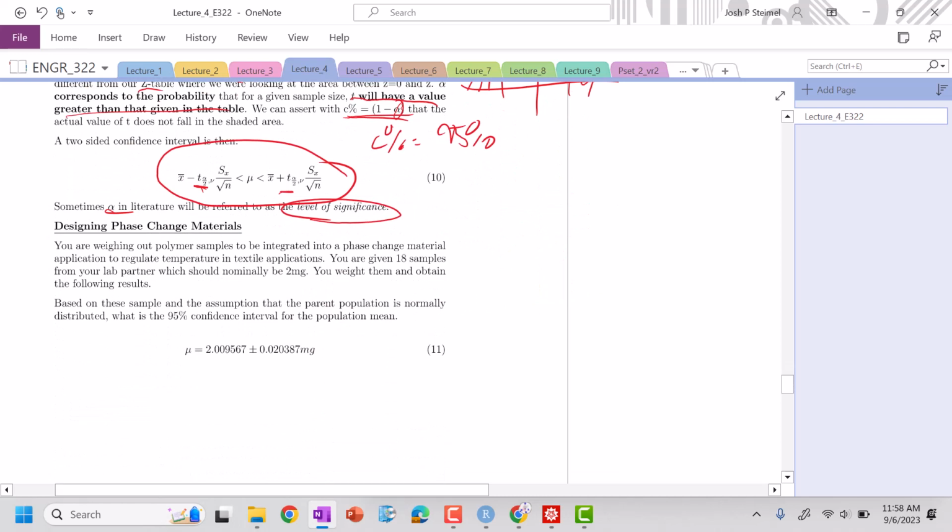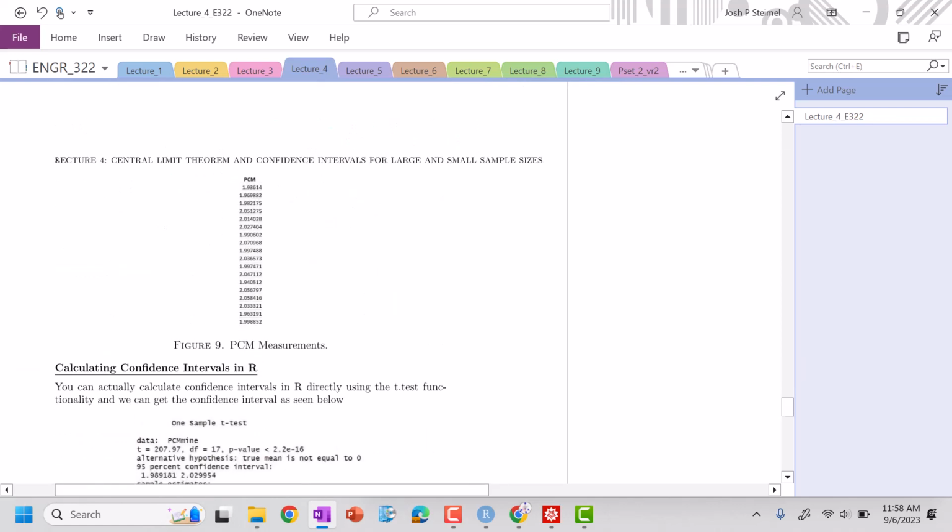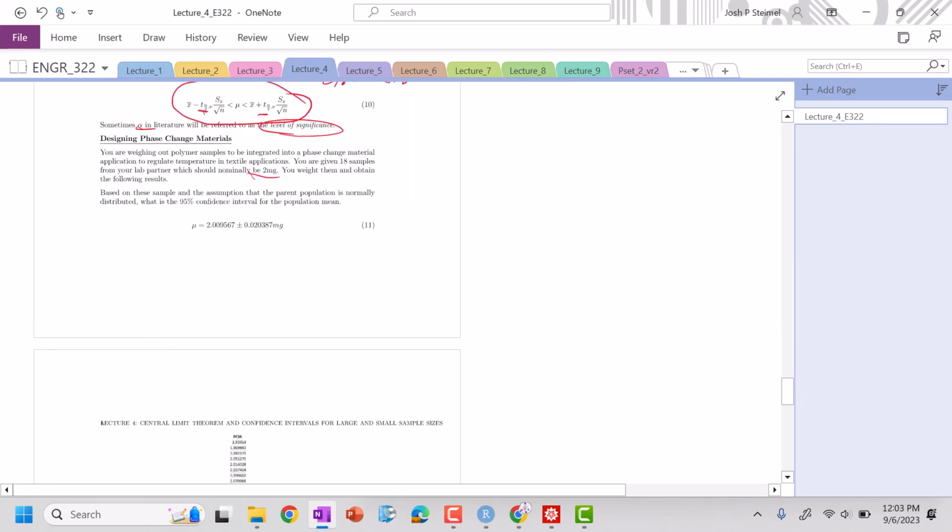We're given 18 samples, which should nominally be 2 milligrams. You weigh them and we get the following results here. So actually we can see and read in this PCM data set that we have available to us, thankfully. So let's go ahead and read it in, and we can calculate this ourselves. Oops, just kidding. There we go.